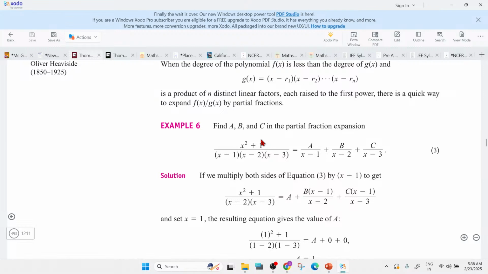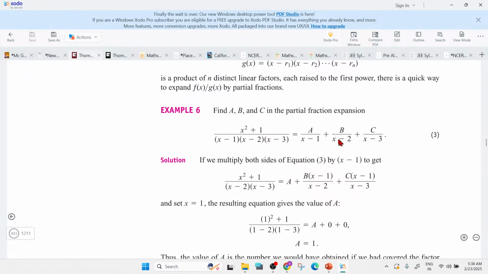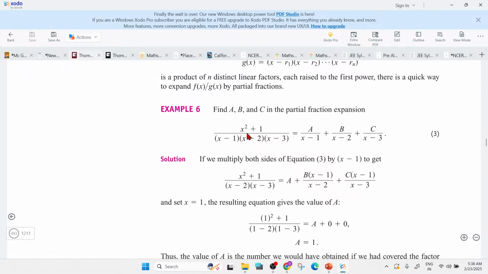Same, we can do the rest two terms also. This time you will cover x minus 2; assume it is not there. And the value at which you will evaluate is 2: 2 square plus 1 by 2 minus 1 into 2 minus 3. Similarly, you will cover x minus 3 and evaluate this function at 3. Then you will get the value of C.